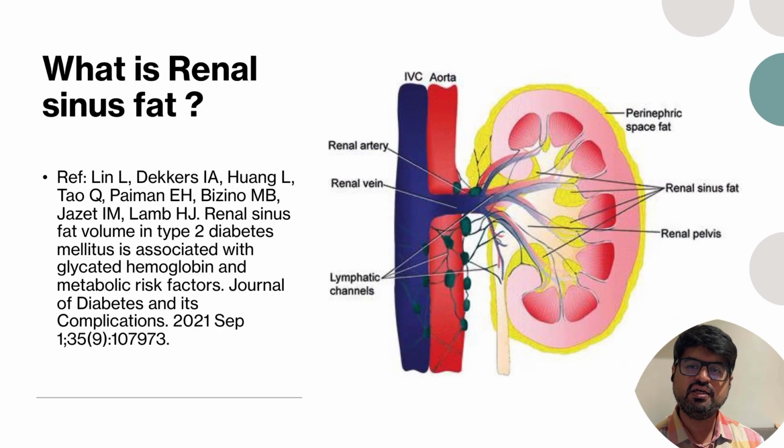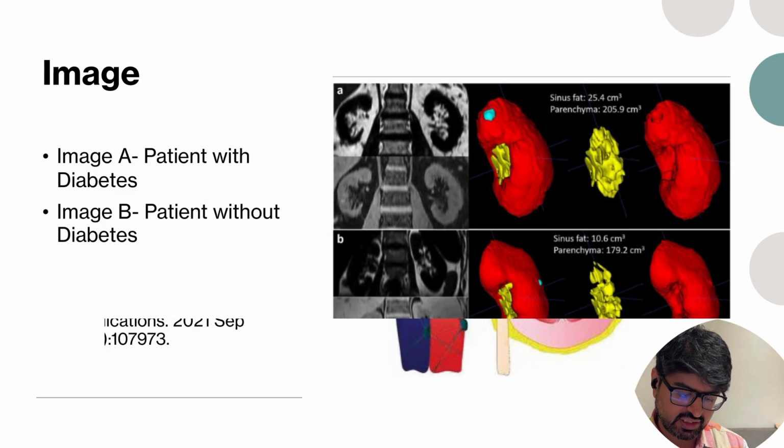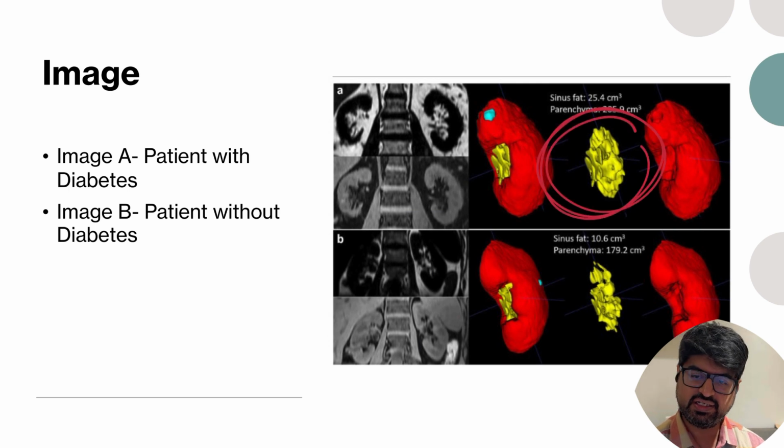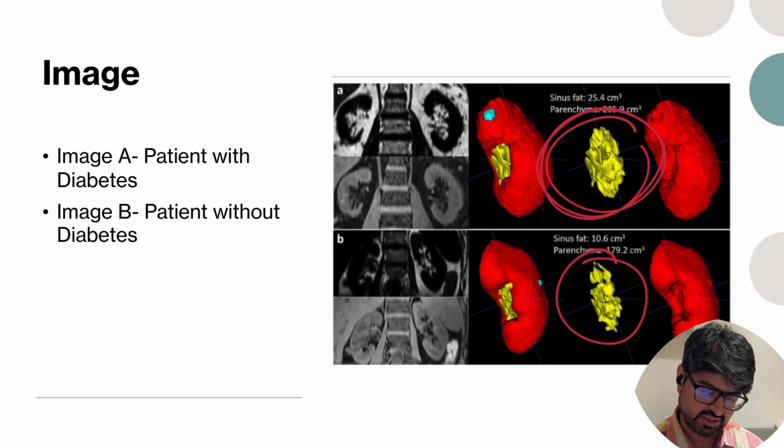Then you have fat in the kidneys, that is renal sinus fat. I'll show you another elegant picture. You can see here in panel A, these are MRIs, where you can clearly see a lot of fat in the renal sinus region, whereas in a normal person there is less amount of fat, right? So you can clearly see the difference in this fat.